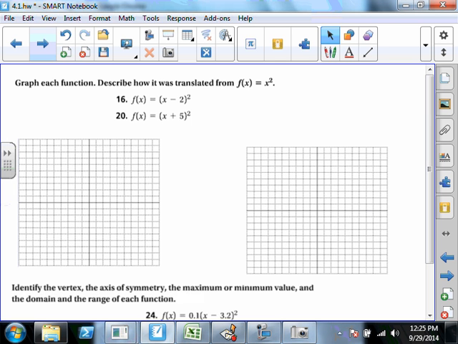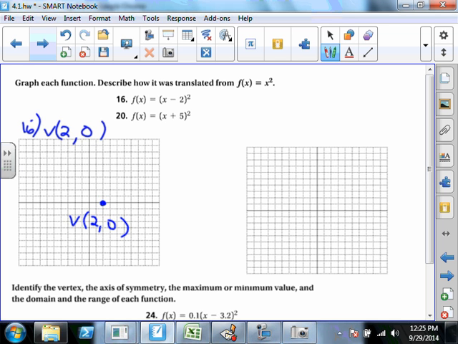For number 16, we've got to figure out the vertex. We've got plenty of room on our graph paper. Where's our vertex going to be in this one? The vertex is going to be where? Somebody said it. 2, 0. Good. So there's my vertex. Vertex 2, 0.